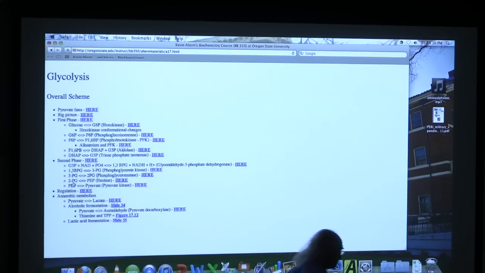We're going to study these as individual reactions in a connected pathway. So if I were to define metabolism for you, I would say it's the sum of all of the chemical reactions or biochemical reactions going on inside of a cell.